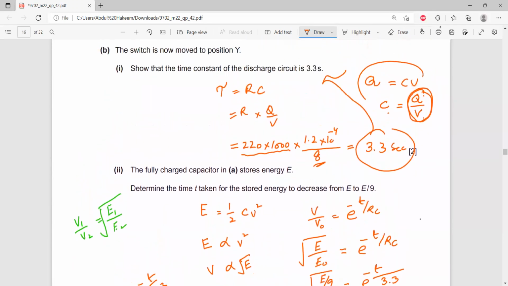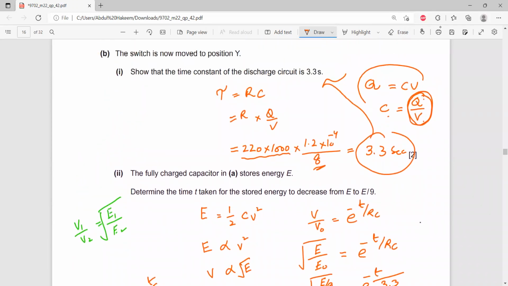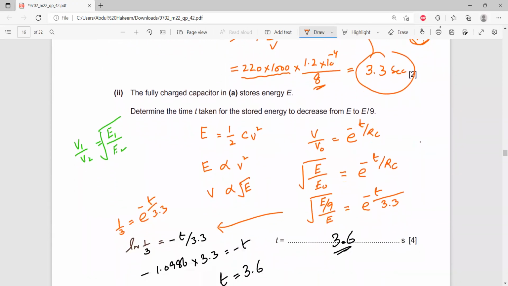The fully charged capacitor stores energy E. Determine the time taken for the stored energy to decrease from E to E/9. Look, energy is equal to 1/2 CV squared, because the capacitance during discharging remains the same. So when the capacitance is constant, energy is directly proportional to V squared, and V is directly proportional to the square root of the energy.